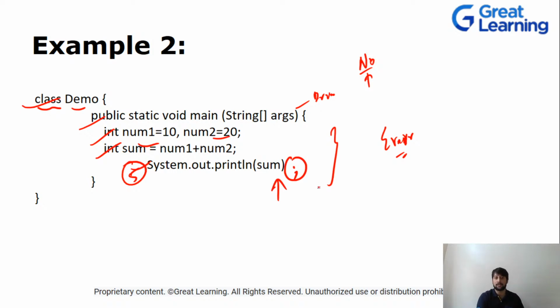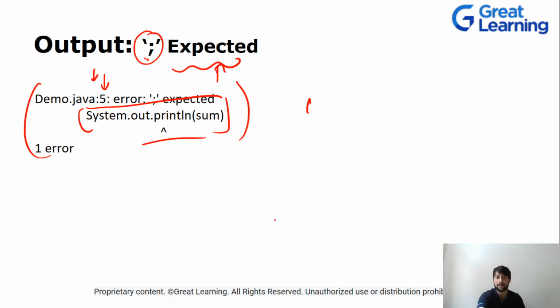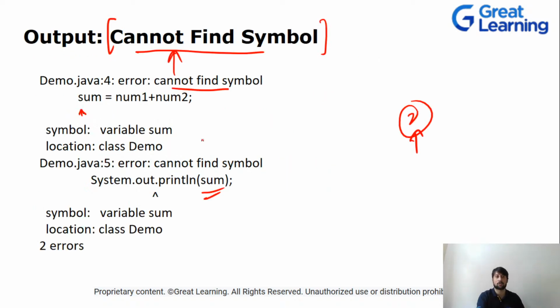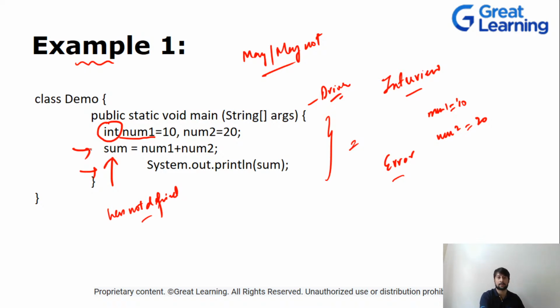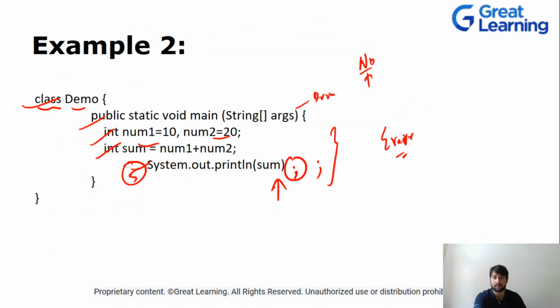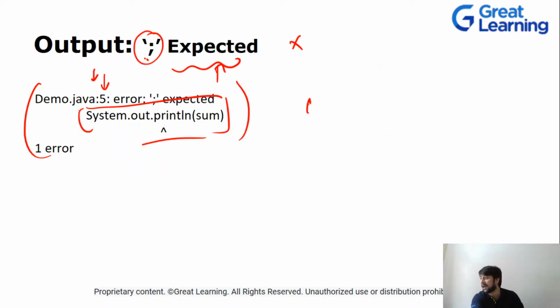And in the earlier example, just add the semicolon. You will not be getting this error. In the first example, where it was saying cannot find the symbol, just declare your variable over here: int sum. That's it. So this is something that can be done easily, right?